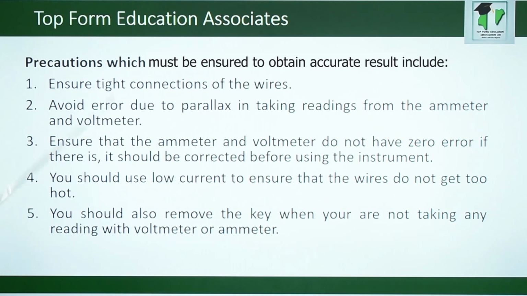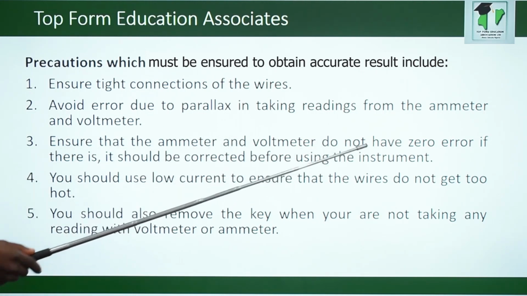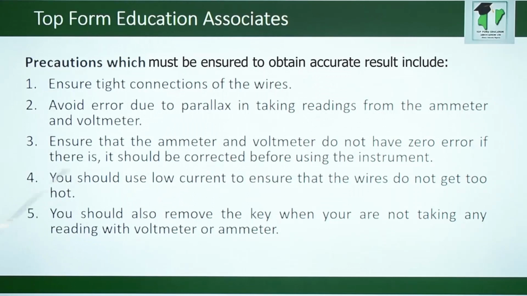But if it is behind 0 or ahead of that 0, it has zero error, and you have to correct it before you carry out the practical. So ensure that the ammeter and the voltmeter do not have zero error. If there is, it should be corrected before using the instruments. Otherwise, the readings you'll be taking will not be correct at all. It will not be accurate.